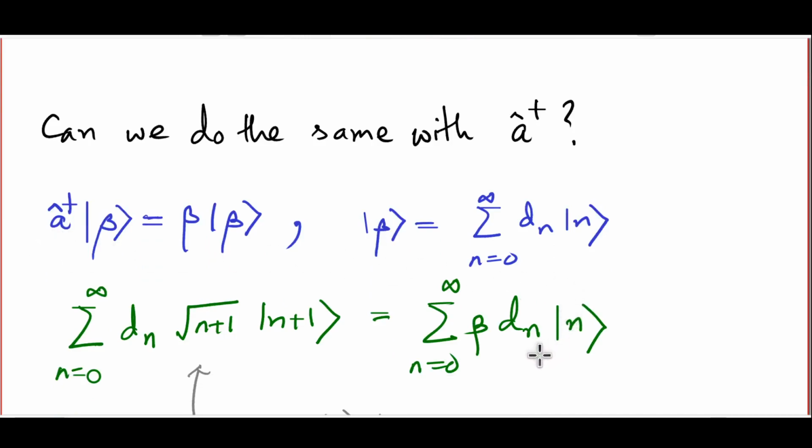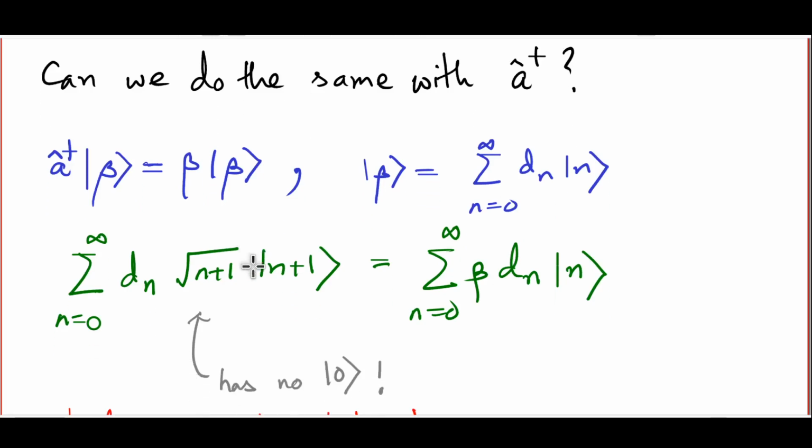And now we face a major problem. Notice that this side of the expansion starts with ket 0. Because you have applied the A dagger operator, the lowest state that you have here is ket 1. So there is no way these two could actually match. The vector on the left has no ket 0 in its expansion, whereas the vector on the right does.